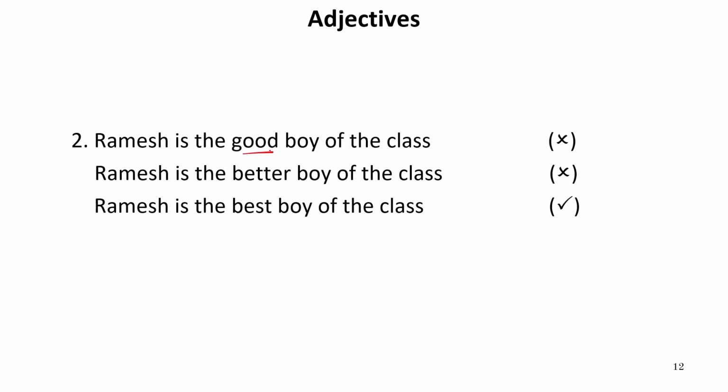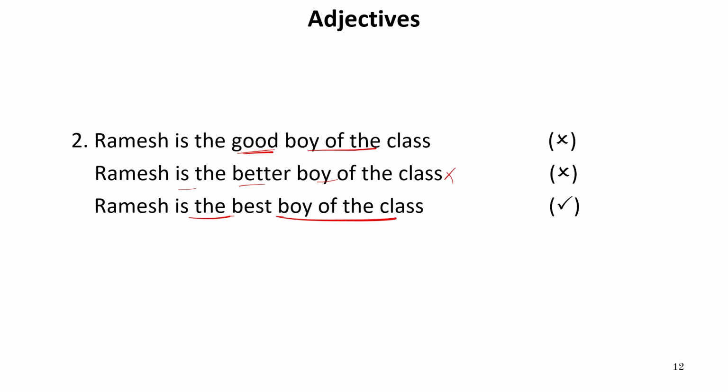Ramesh is the good boy. Again, if I say "good boy of the class," this is incorrect because I'm just comparing this one person with the entire class. Now, Ramesh is the better boy of the class. No. Ramesh is the best boy of the class. This sentence is absolutely correct because I'm saying that Ramesh is above all in the class. Ramesh is the one who is the best of the class, best boy of the class. It means whosoever the boy is in the class, Ramesh is the best person among those.